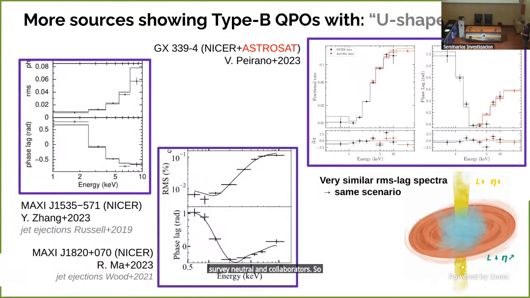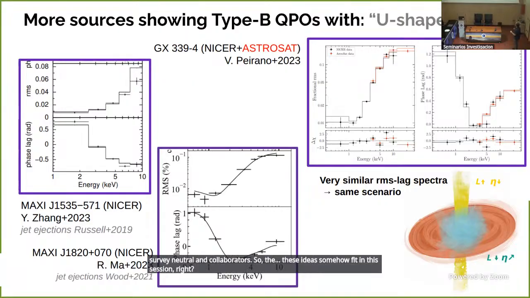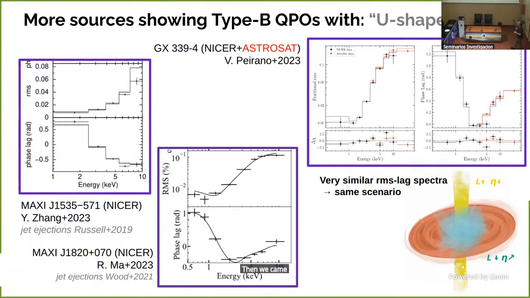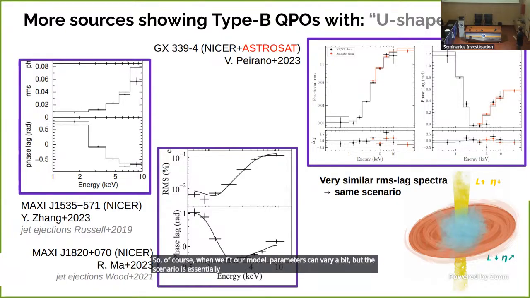So this idea somehow fit in this scenario. And then we started to look at other type B QPOs in other sources, like 1535, 1820. And we were finding that every time there was a similar phase lag spectrum, right? With this U shape. Of course, when we fit our model, parameters can vary a bit, but the scenario is essentially always the same with this picture.